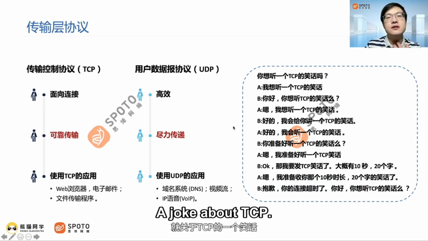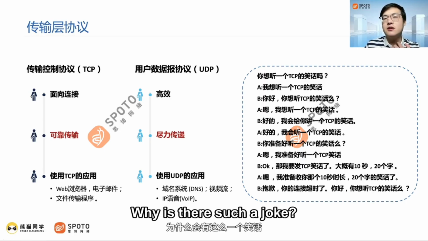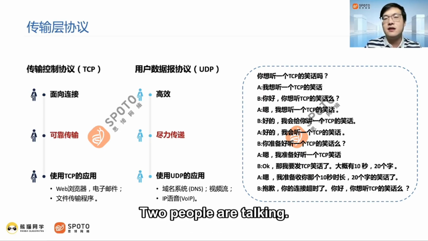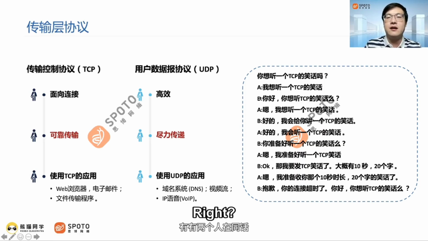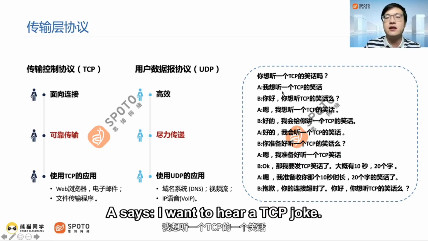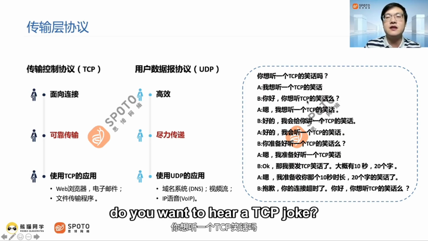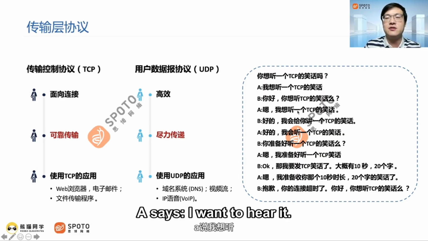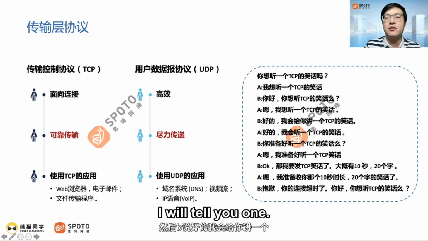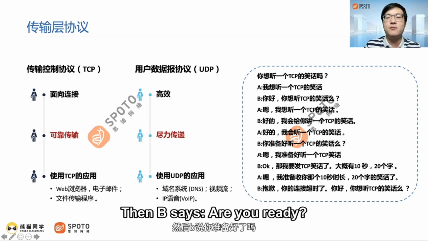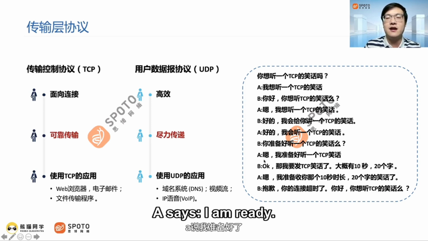A joke about TCP. Why is there such a joke? Let's take a look. Two people are talking. A says, I want to hear a TCP joke. Then B says, hello? Do you want to hear a TCP joke? A says, I want to hear it. Then B says, okay. I will tell you one. Then A says, I will listen. Then B says, are you ready? A says, I am ready.